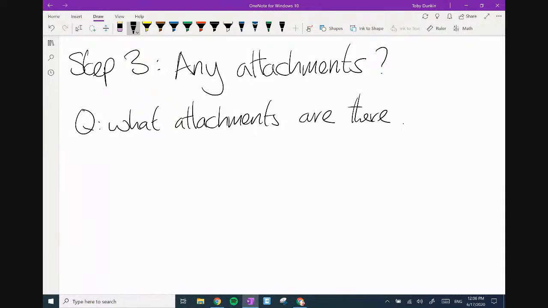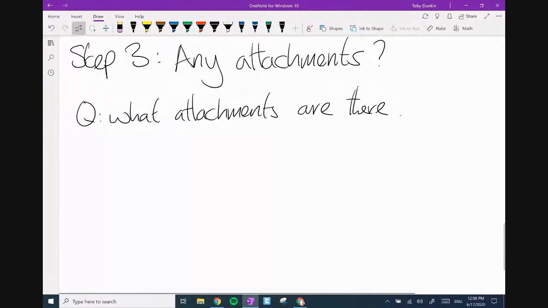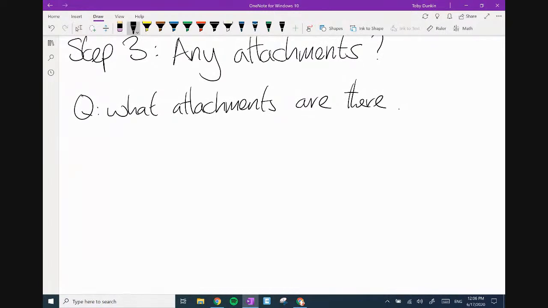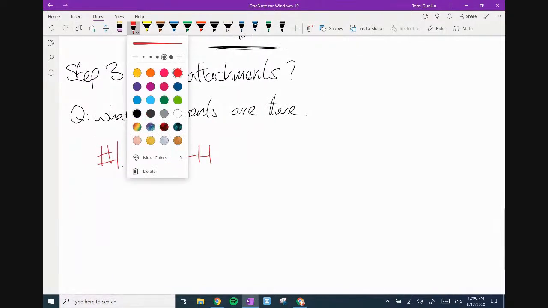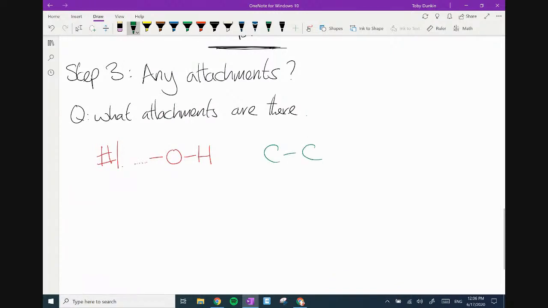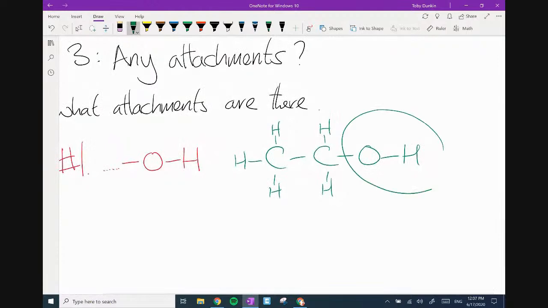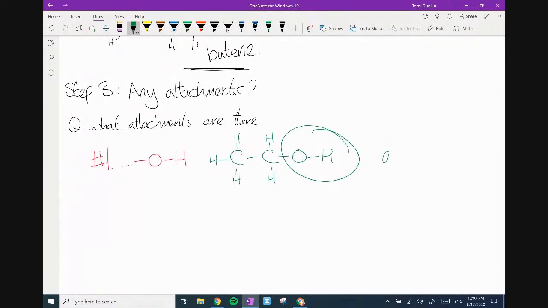I'm just going to mention a few from GCSE and then throw in the A-level ones. Number one at GCSE, we can add this attachment: an O bonded to an H, onto the carbon. I'll give you an example in green. There's the attachment. If you see this attachment, the family changes. This is an alcohol attachment.